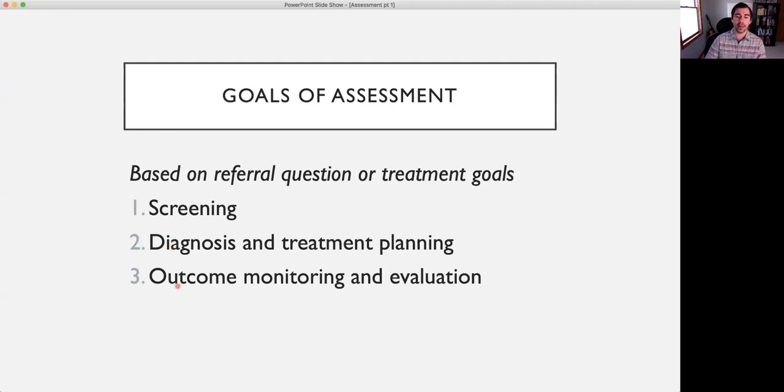And related to that last idea is the third goal of assessment, which is outcome monitoring and evaluation. So that's understanding how well our treatment is working and evaluating the overall treatment effects that we have. And that could be for a single person, or that could be for a group of people, for example, in a clinic or in a school or something like that.